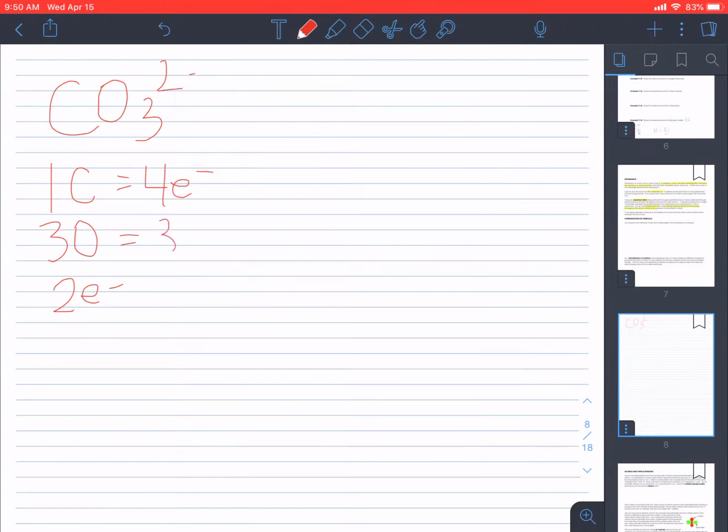Okay, so let's go down here and let's draw CO3. We'll start out with one carbon, 3 oxygens, 2 electrons. And so you have a total of, I believe, 24? Yeah, 24.